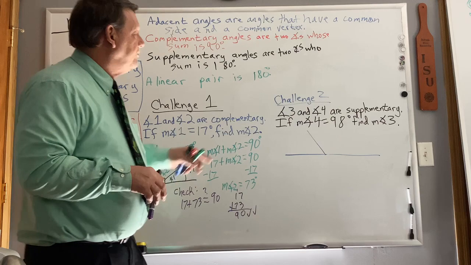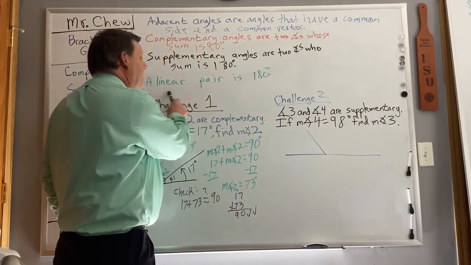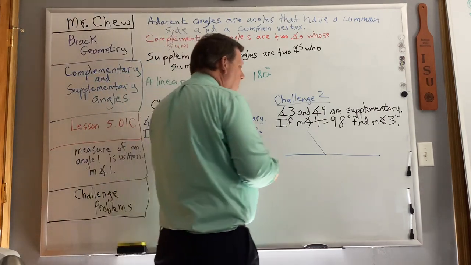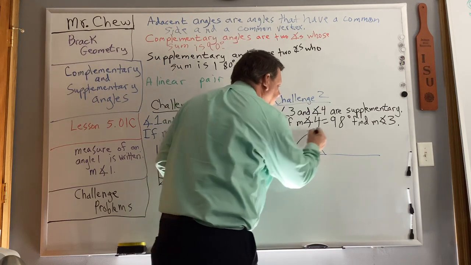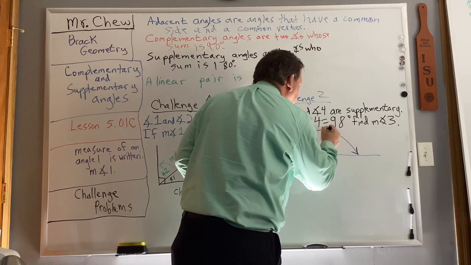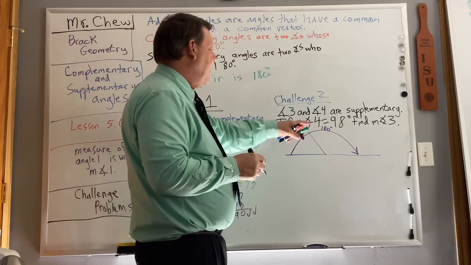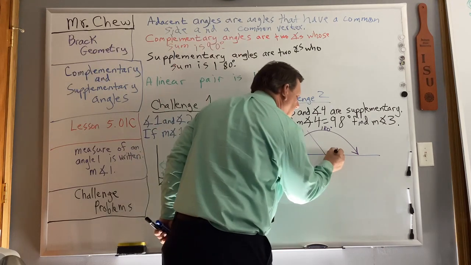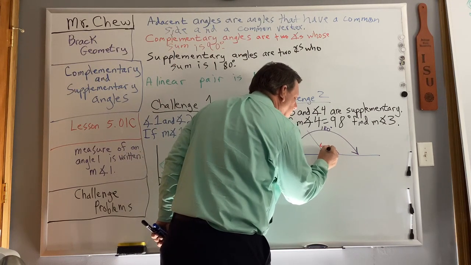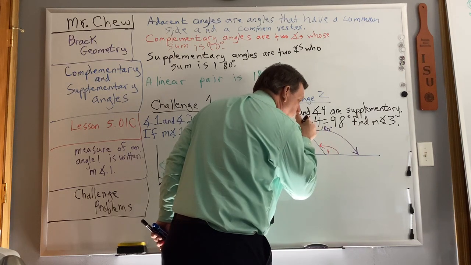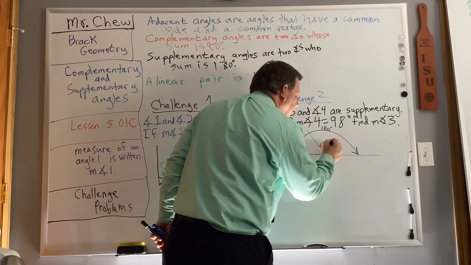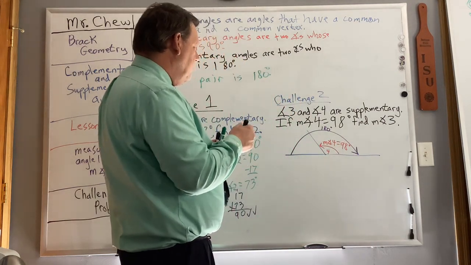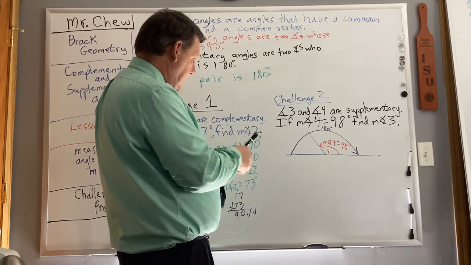Challenge 2, now we got angles 3 and 4 being supplementary, which means they make up a linear pair. So their sum will be 180. So from here to here is 180 degrees. And I know that the measure of angle 4 is going to be 98. So this is angle 4 here, and it is 98 degrees. So the measure of angle 4 is 98 degrees. And it's asking you to find the measure of angle 3.